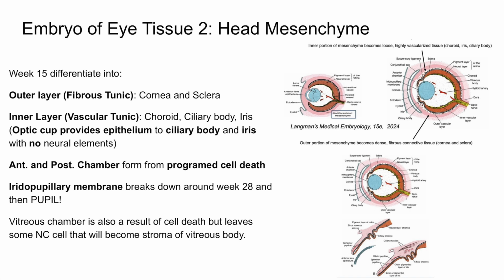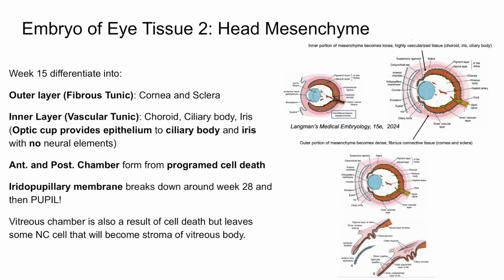So once it regresses, the pupil is formed, allowing aqueous humor to flow from the posterior chamber to that anterior chamber, and if that membrane fails to regress, it can lead to persistent pupillary membrane, which can obstruct vision. Similarly, the vitreous chamber also forms in part through cell death, but not completely. Some neural crest-derived cells remain and contribute to the stroma of the vitreous body, and this is important because it explains why the vitreous has both a structural gel component and developmental remnants.